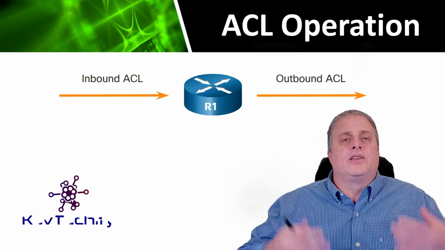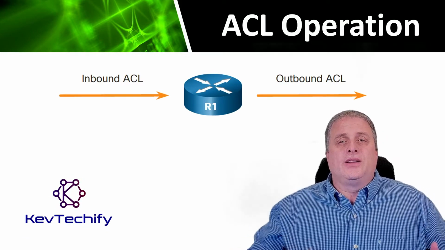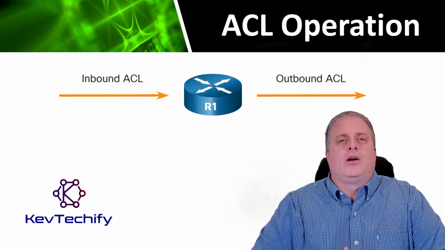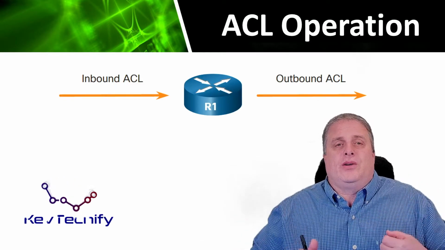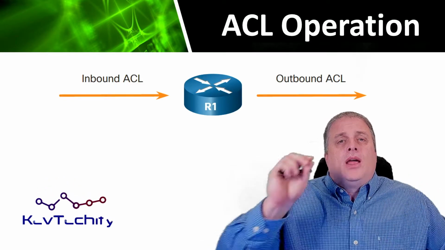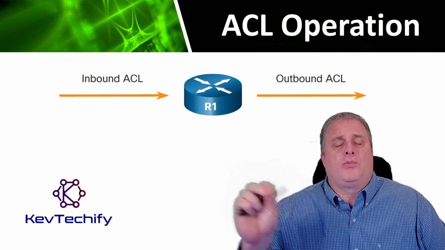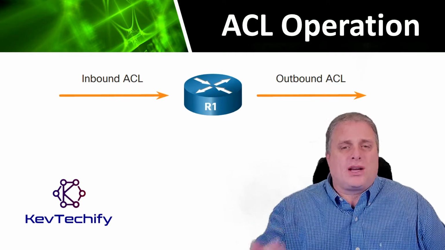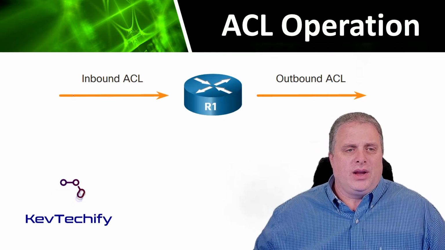ACLs define the set of rules that give added control for packets that enter inbound interfaces, packets that are relayed through the router, and packets that exit outbound interfaces of that router. An inbound ACL filters packets before they are routed to the outbound interface. If a packet is permitted by the ACL, then it's processed for routing. And what we have here is traffic coming in.